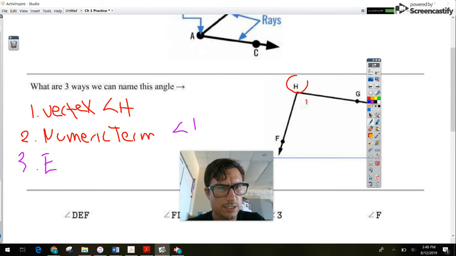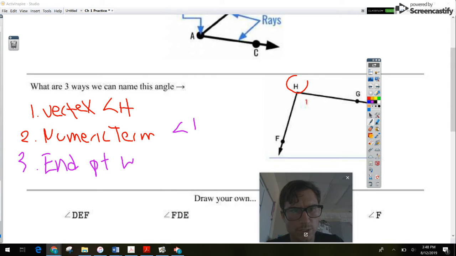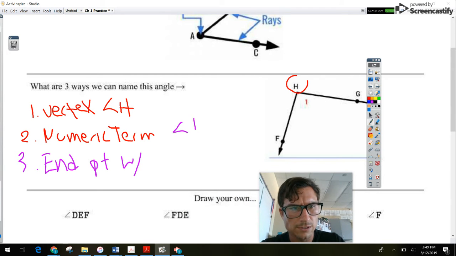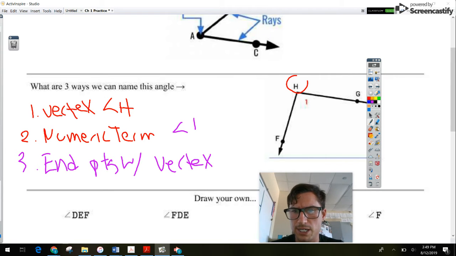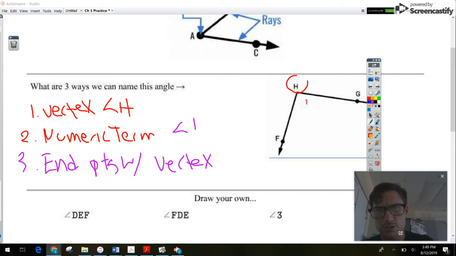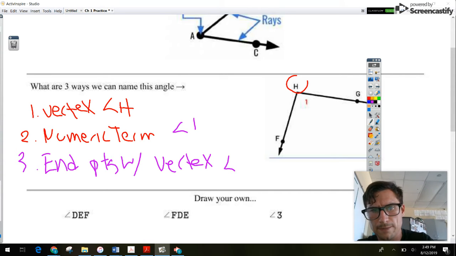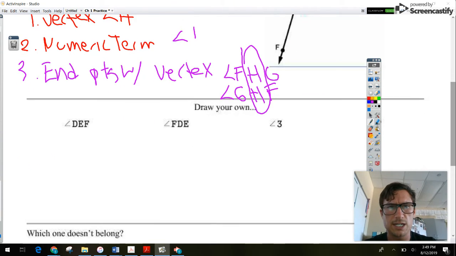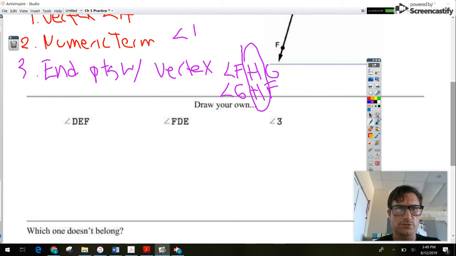So you can do endpoint. I'll move this up. It's actually endpoints with vertex. So remember, when you're naming an angle, the vertex is always in the middle. So this would be angle FHG. You can also reverse the endpoints. So we can say angle GHF. And you notice that no matter what, the vertex is in the middle. So if we counted those as 2, that would be 4 different ways there.